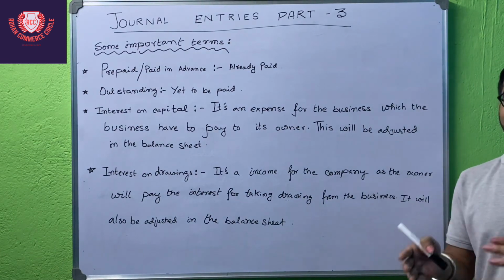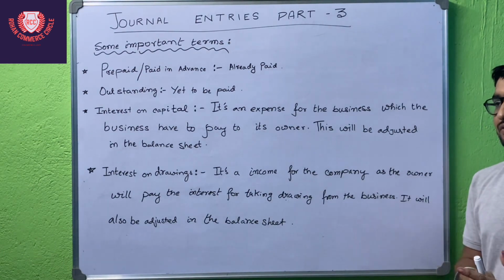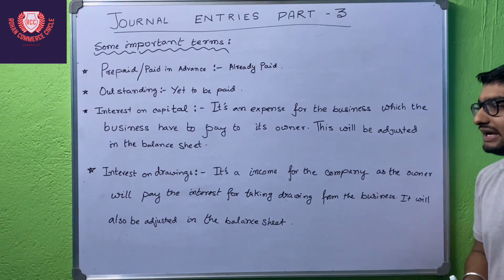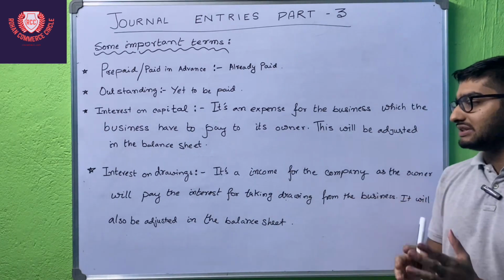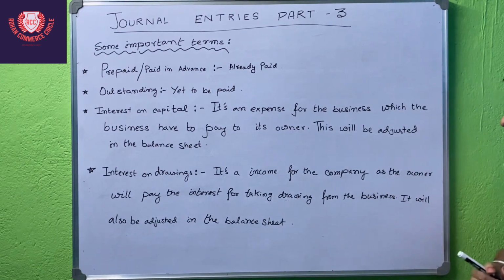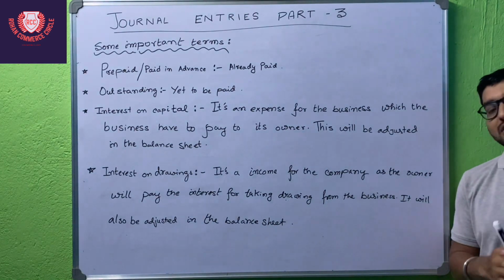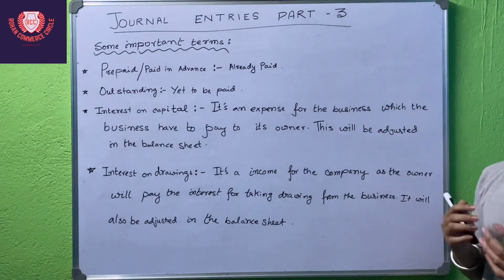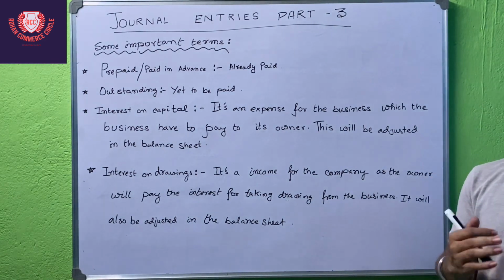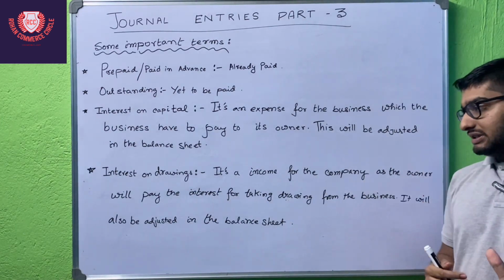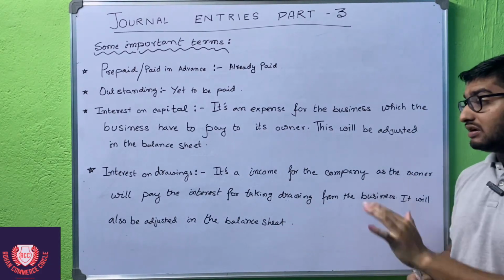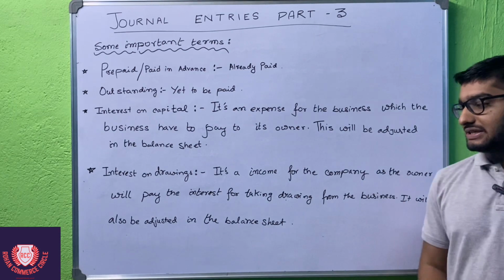So if the owner is taking money for his private use, that means he has to give interest to the business, right? So that is called interest on drawings. So interest on drawings is an income for the company, as the owner will pay the interest for taking drawings from the business. It will also be adjusted in the balance sheet. That means when the owner is taking money, he will have to pay the interest. Mind it, he will have to pay the interest on the drawings, and that is an asset for the company. So that will also be adjusted in the balance sheet.